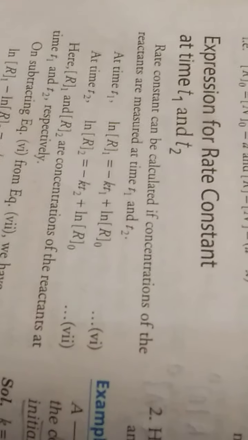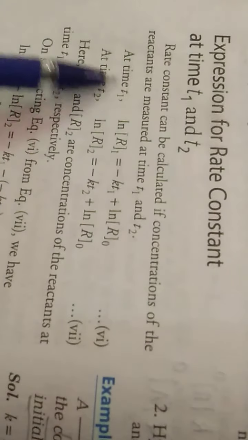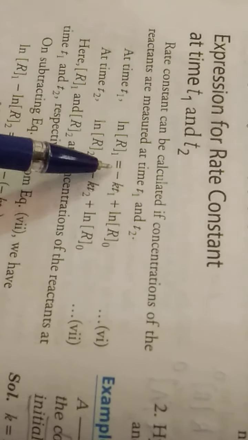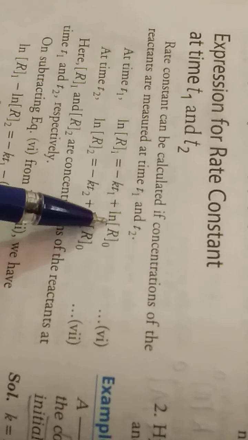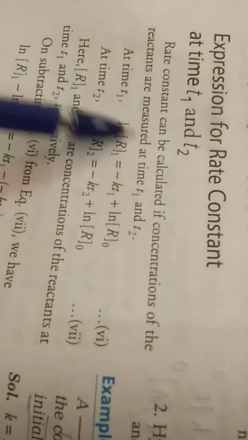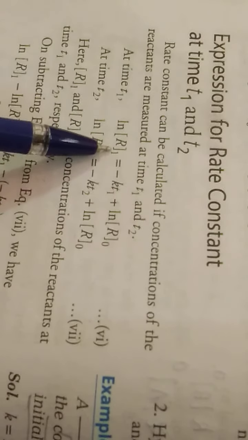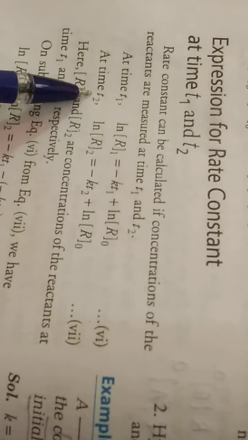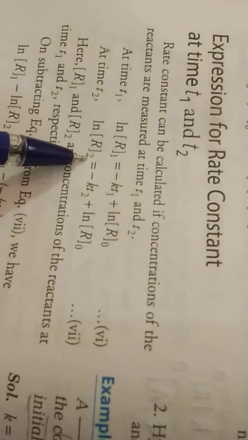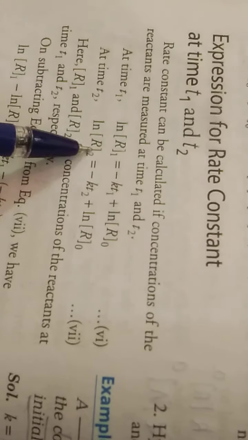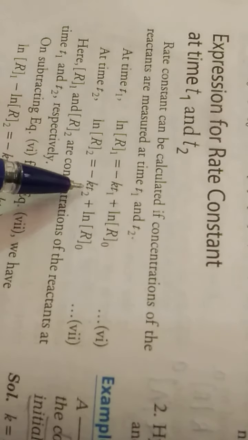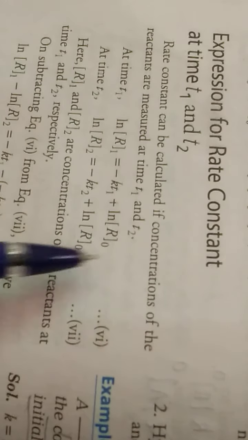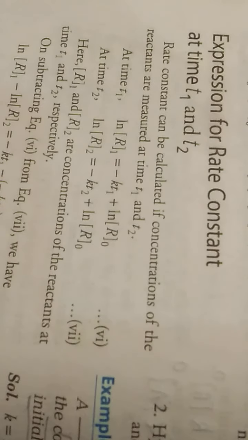Now we'll take the expression for rate constant. If at time t1, ln R1 is equal to minus kt1 plus ln R0. This equation we already know, children. So at time t1 we have put the value of R1 and R0 over here. And at time t2, ln R2, the reactant concentration will be R2, equals minus kt2 plus ln R0. So these are the two equations that we got at time t1 and time t2.